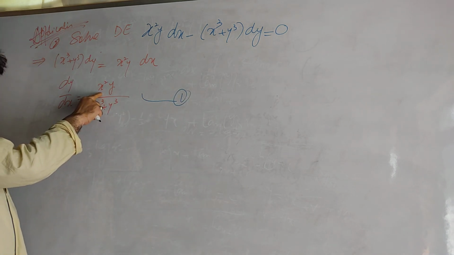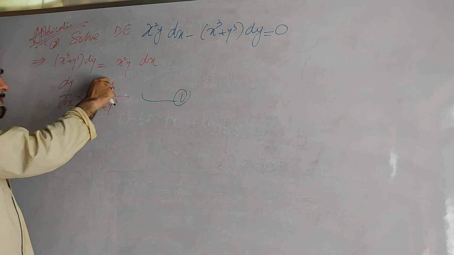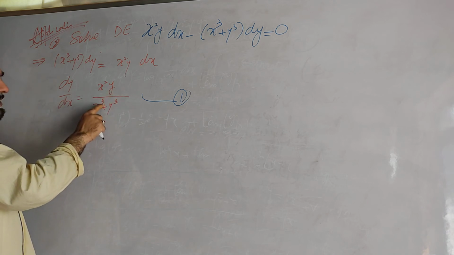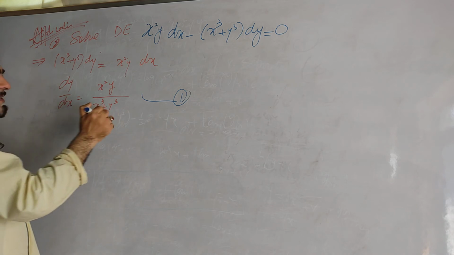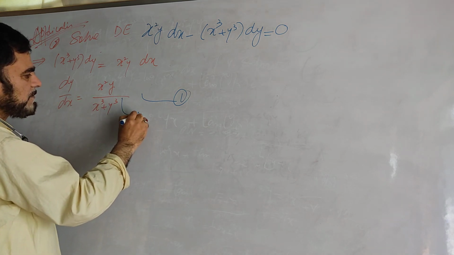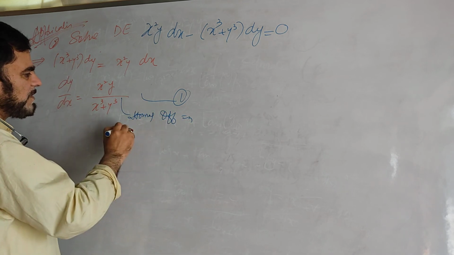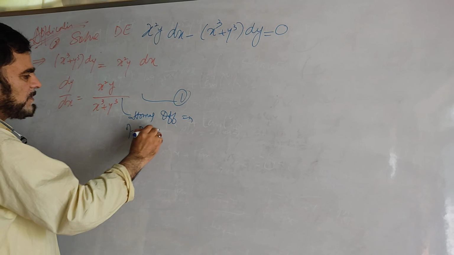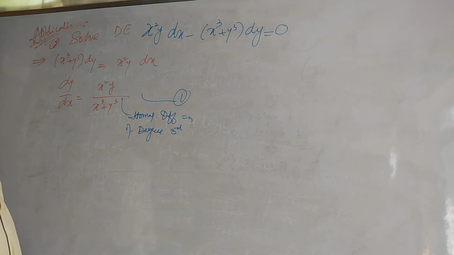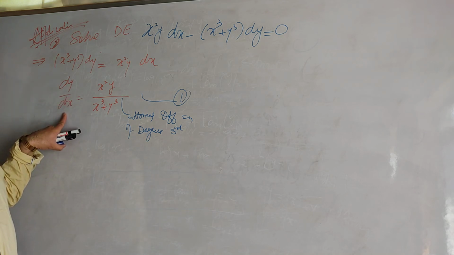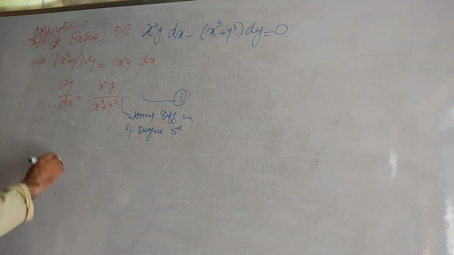You look at the numerator: degree 2 and degree 1, it is 3. The numerator is homogeneous of degree 3. The denominator is also homogeneous of degree 3. So it is a homogeneous differential equation of degree 3, but of first order and first degree, because the left side is dy by dx. If it is dy by dx or dx by dy, it is first order and first degree.